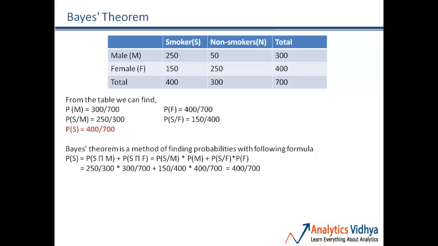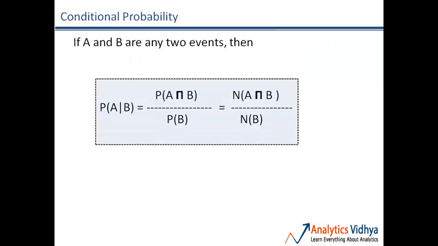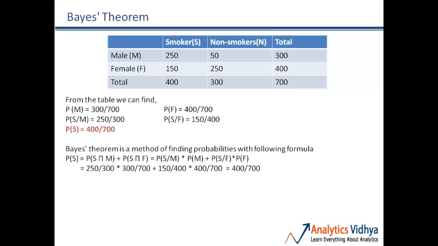S intersection M can again be given by P(S|M) times P(M). This comes from the formula which we just saw in conditional probabilities. And P(S intersection F) can be given by P(S|F) times P(F). If you substitute all the numbers, you will get the same number which you get here. So Bayes' theorem is a way of calculating probabilities. Sometimes you will not have the freedom to calculate this number directly, and hence you will be using Bayes' theorem to calculate this number.